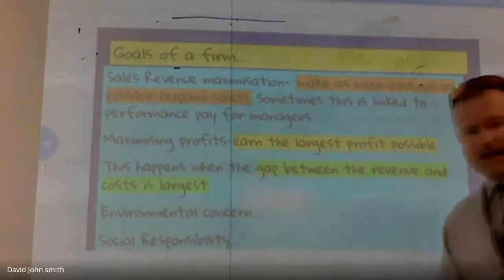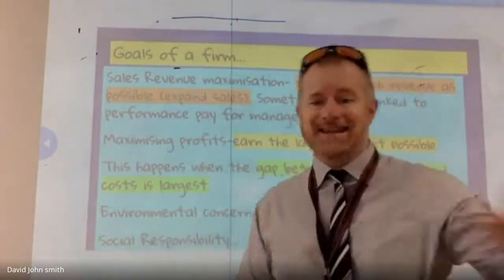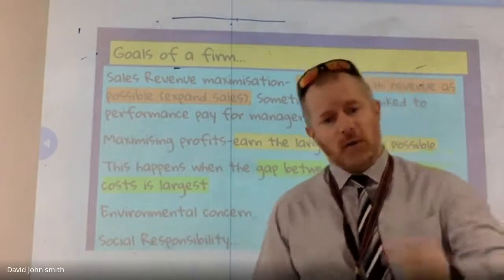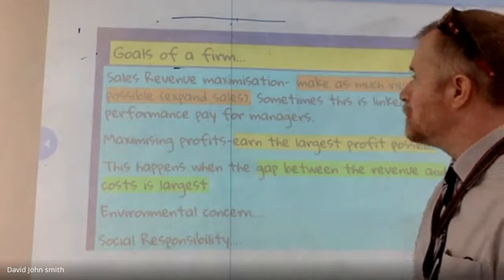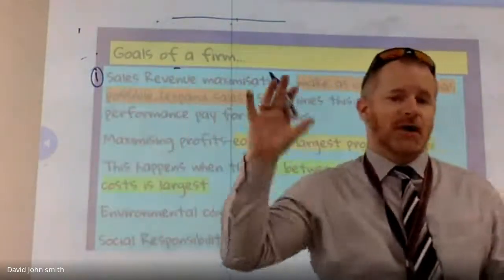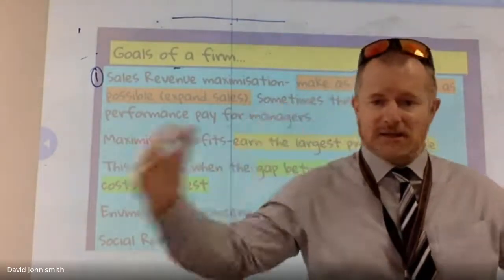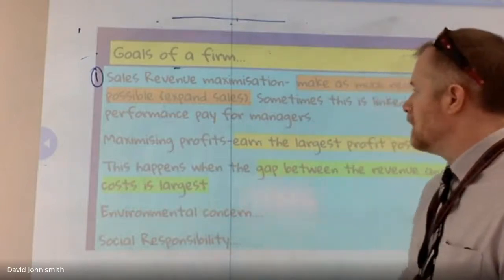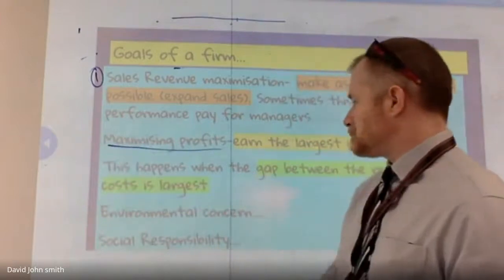So, as said before, profit maximization, that's what we're going to assume is the goal of the firm, the objective. That's what they want. But we do know that there are other goals. For example, they might simply want to maximize their sales revenue. They might just want to sell as many products as they can.